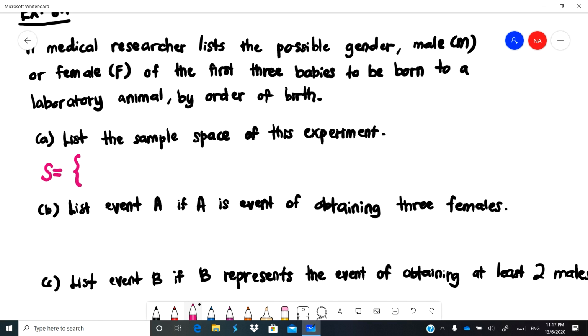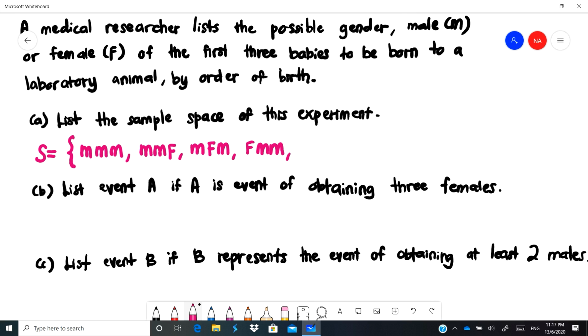Let's say we have all males: the first baby is male, the second baby is male, and the third baby is male. That is one outcome. Let's say we have male, female, male, or female, male, male. That is the possibility of getting two males.